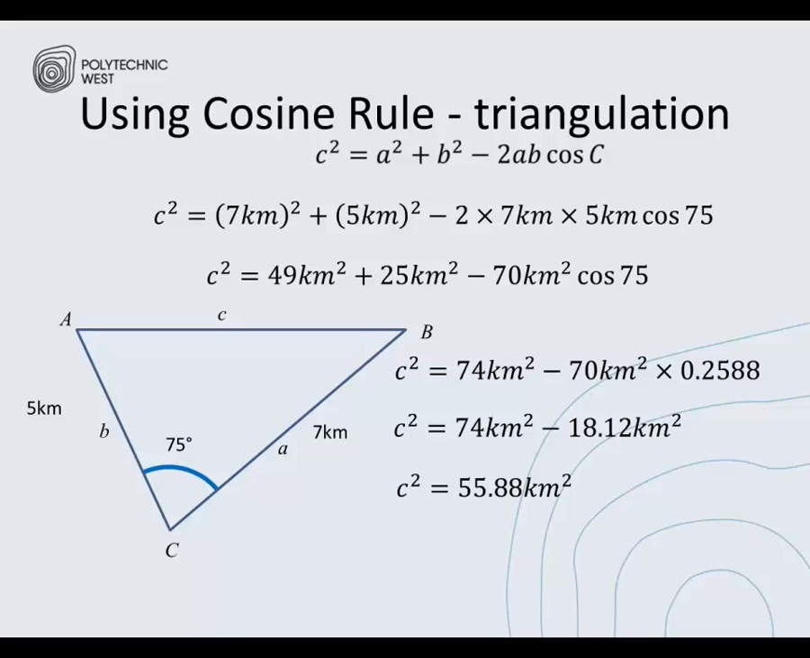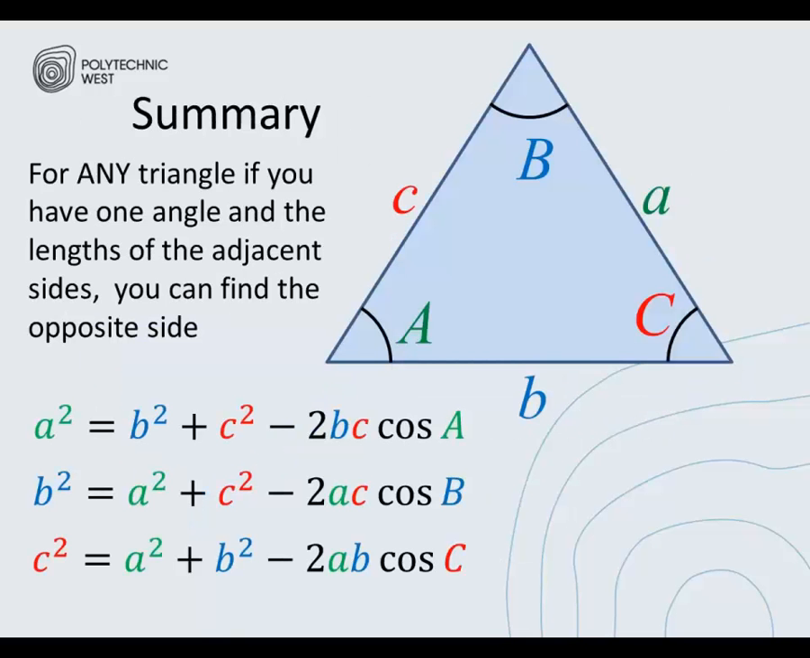And now what I'm going to do is square root both sides. The square root of c squared is c, and the square root of 55.88 kilometres squared is 7.5 kilometres. So the distance c is 7.5 kilometres. So in summary, for any triangle, if you have one angle and the lengths of the adjacent sides, you can find the length of the opposite side.